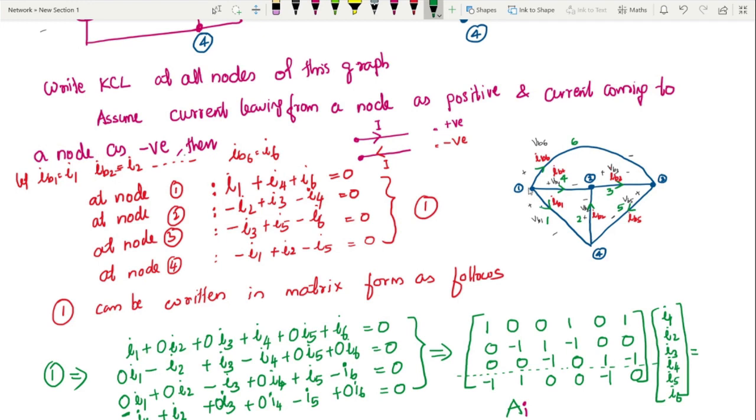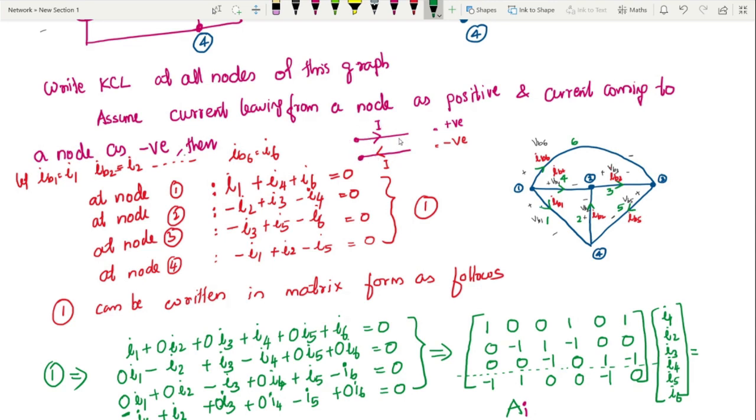For example, if we are considering node 1, the branch currents I1, I4, I6 are going away from this node. So they are leaving the node, and these branch currents I1, I4, I6 are taken as positive. So when we apply KCL at node 1, the equation becomes I1 plus I4 plus I6 is equal to 0. How to take the sign of this current is clearly mentioned over here.